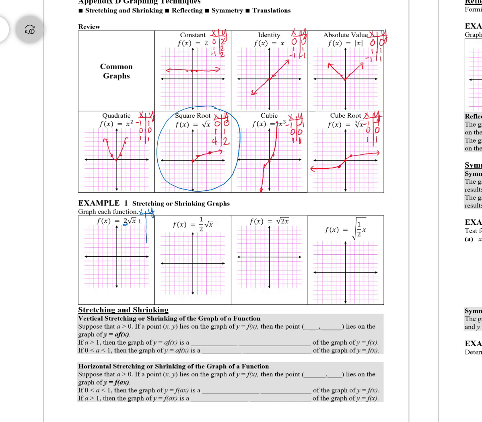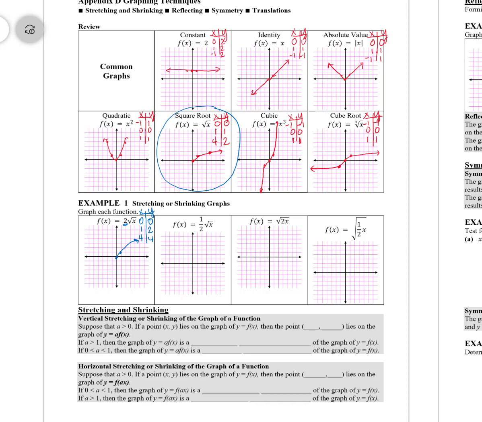So if I have 0, 1, and 4 for x, well, the square root of 0 is 0, times 2 is 0. The square root of 1 is 1, times 2 is 2. The square root of 4 is 2, times 2 is 4. So let's see what happens with the graphs. 0, 0, 1, 2, and 4, 4. So it is a curve, but do you see how it's stretched vertically? Because the y's are being multiplied by 2.